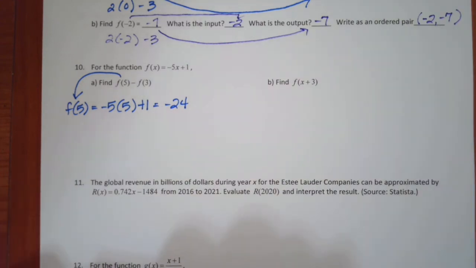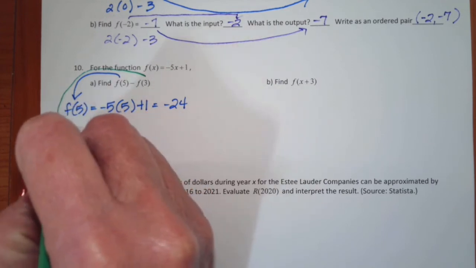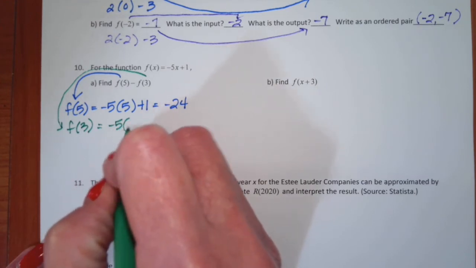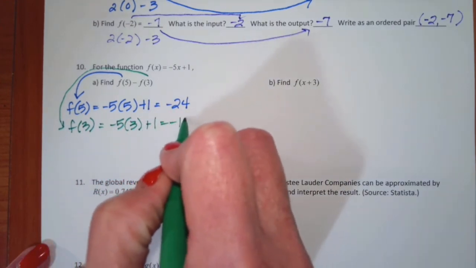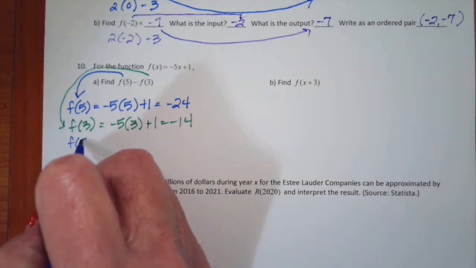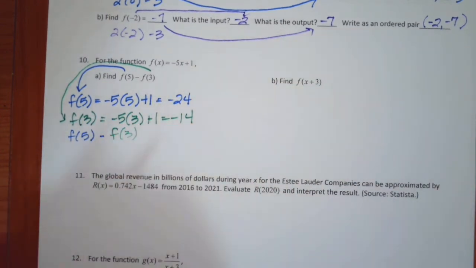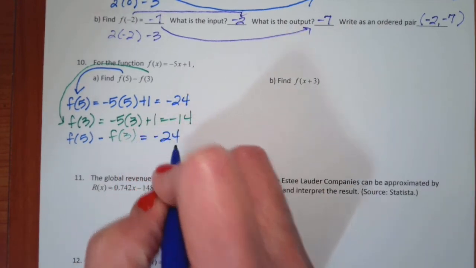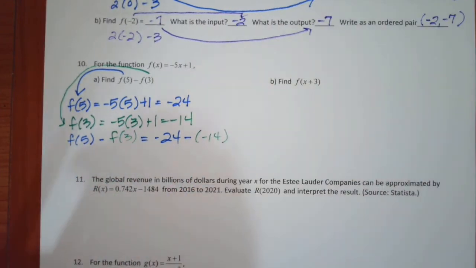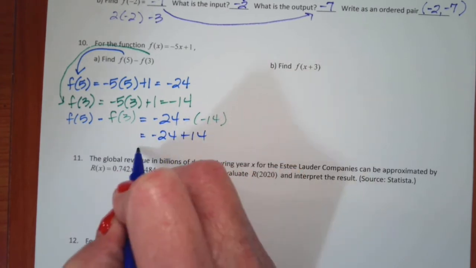And then I'll find f of negative 3, or excuse me, f of positive 3, I'm sorry. So f of 3 is negative 5 times 3 plus 1, which is negative 14. So then f of 5 minus f of 3 is equal to negative 24 minus negative 14, which is the same thing as negative 24 plus 14, which is negative 10.